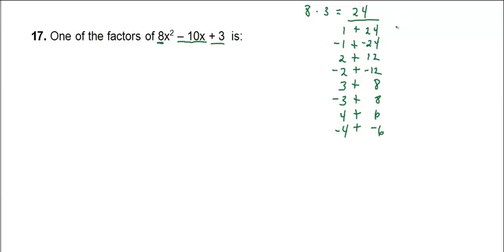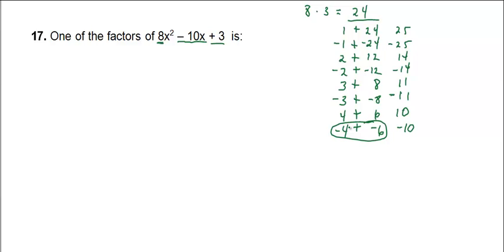So 1 plus 24 is 25. And I'm going to go ahead and do this for the rest of them. And we see that it's our last pair, the negative 4 and negative 6, that adds to a negative 10.